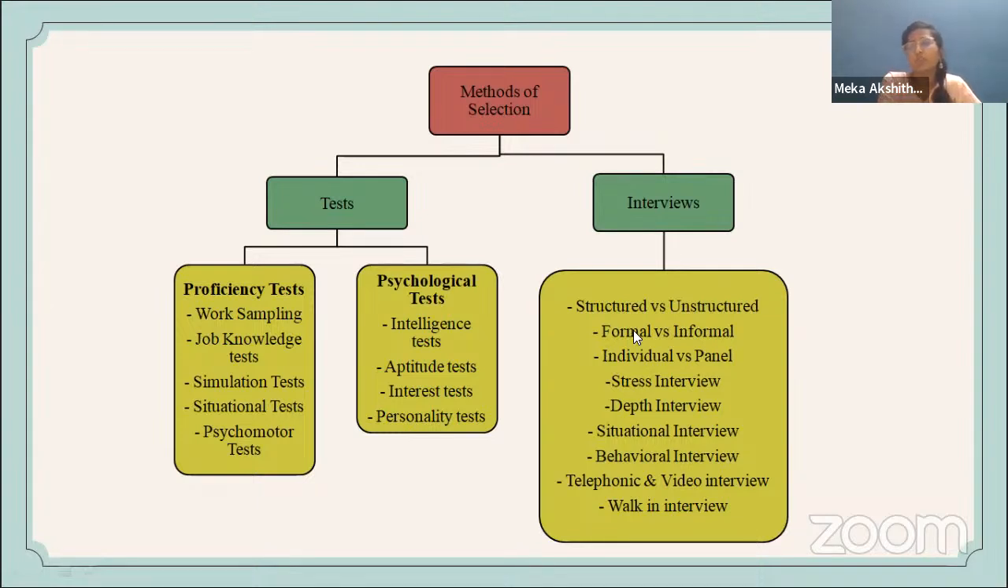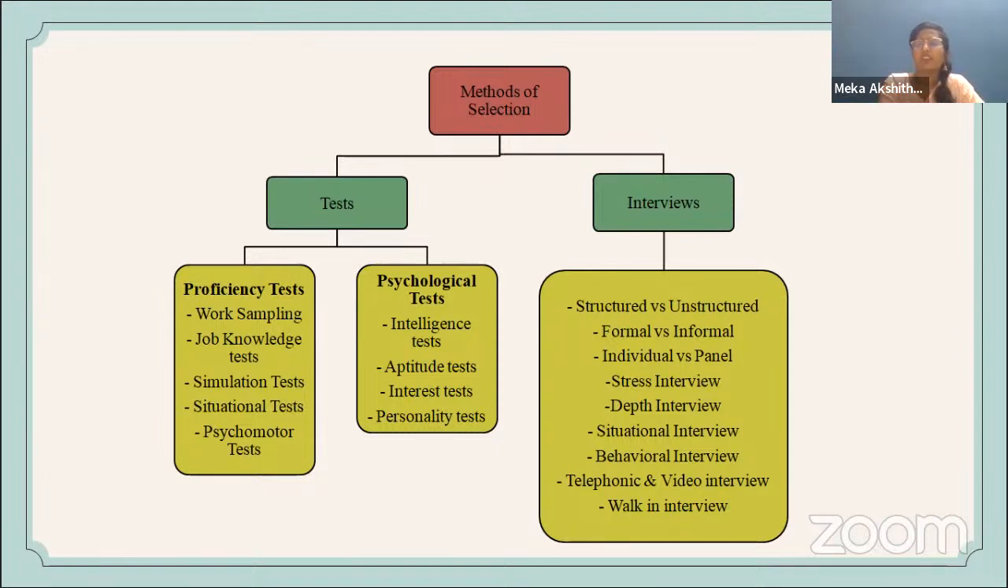Then we'll be moving to formal versus informal interview. This is also similar to structured and unstructured, but here we are more focused on the setting. The interview would be conducted in a formal setting, wherein there would be a particular room for it and everything would be set for the interview. For example, some informal interviews might happen outside the organization, in cafes or something. So we are more focused on the setting where the interview is taking place.